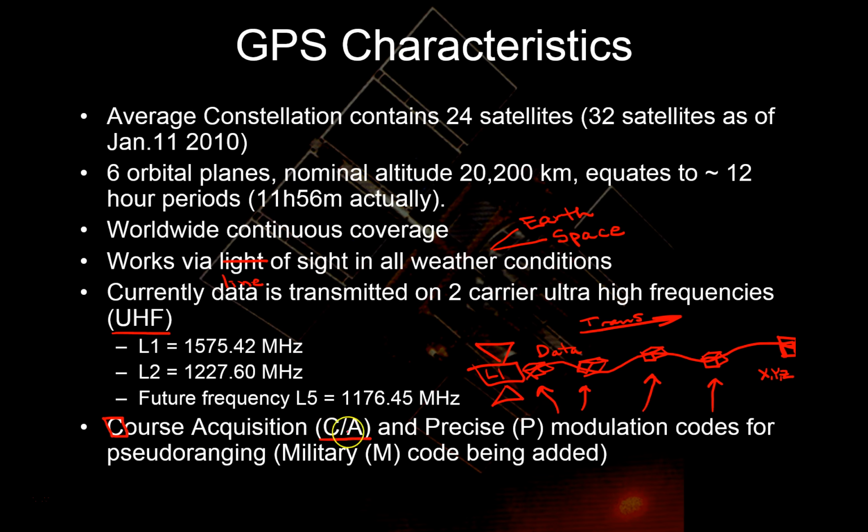Okay, and we use codes, also called ranging codes. If this is a CA code, this piece of data can be used to determine the range, or the distance, between the satellite and the receiver. Let's just call that P for now. This is a measurement that we need in order to determine where we are.